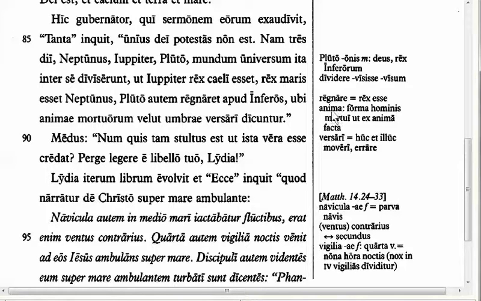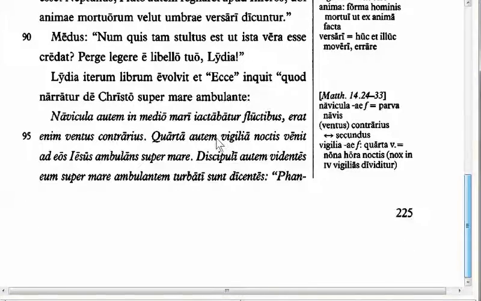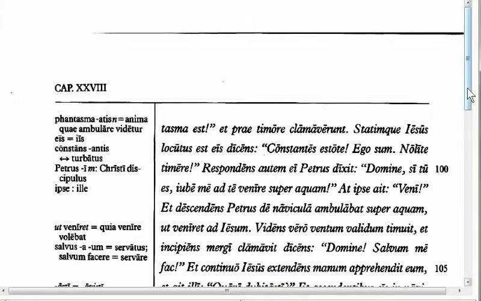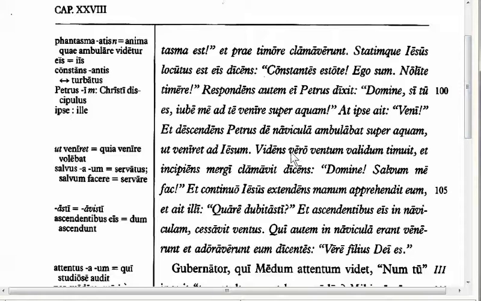The next new feature is in line 103. Here we're going to go back because we want to start with veni. So at ipse ait, line 101: "Veni." Et descendens Petrus de navicula ambulabat super aquam, ut veniret ad Iesum. So he himself says, come, this is Jesus, and Peter, getting down out of the boat, was walking on top of the water in order to come to Jesus.